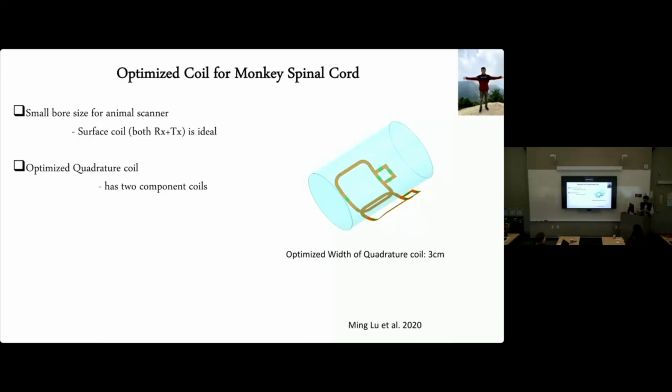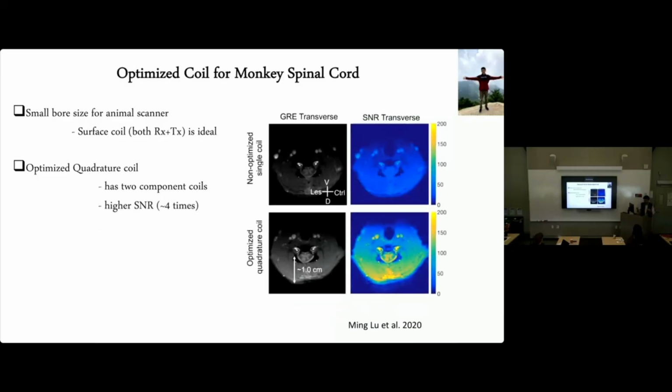Regarding the coil that we use, as most of us will be aware, we require a surface coil because of the small bore size of the animal scanner. Also, we use a very optimized quadrature coil, which has two component coils but a single channel. What it has shown us is that it gives a much higher SNR compared to the traditional coil that we used before, which has a single coil, not a quadrature shape.